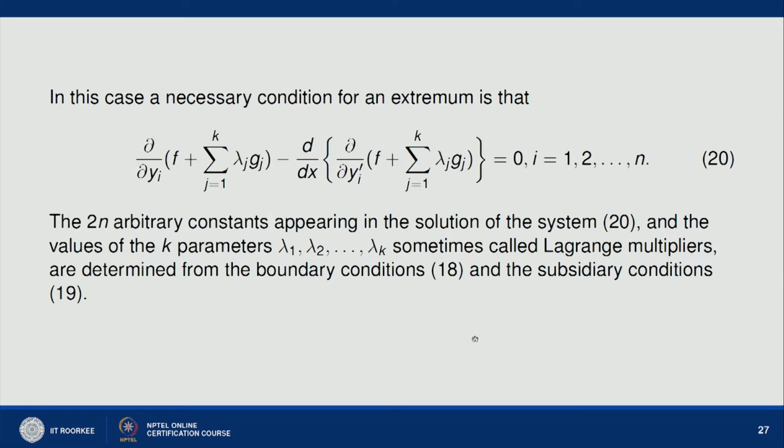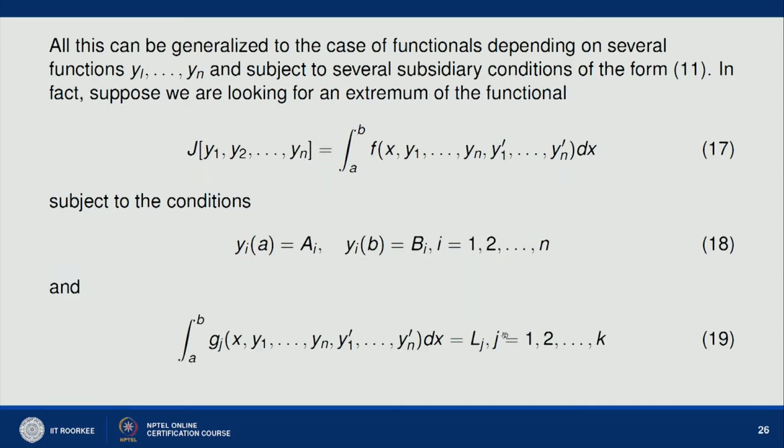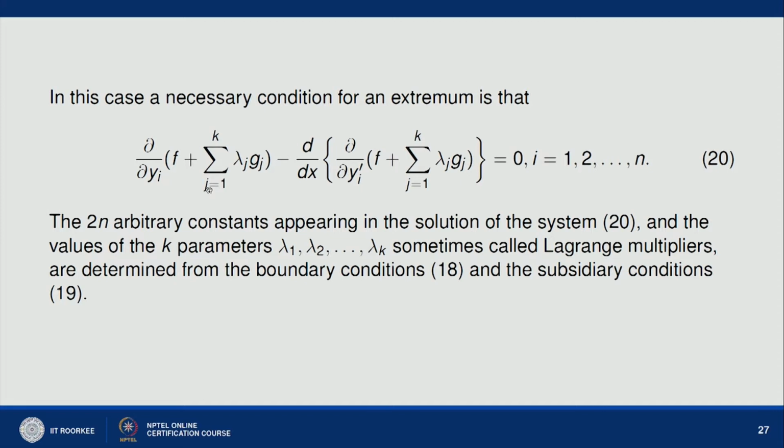The proof is not given here. In fact, to show the extremal here, we consider another integrand, that is f plus the summation over j equal to 1 to k of lambda j gj, and we try to show that this satisfies the Euler's equation. It means that del by del yi of f plus summation j equal to 1 to k lambda j gj, minus d by dx of del by del yi dash of f plus summation j equal to 1 to k lambda j gj, is equal to 0 for each i equal to 1 to n.